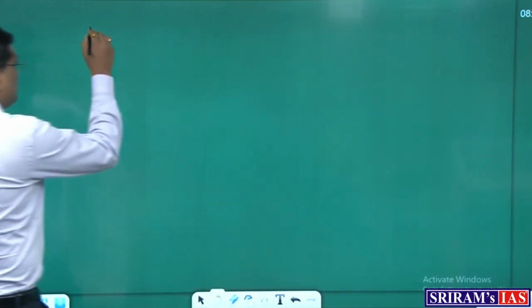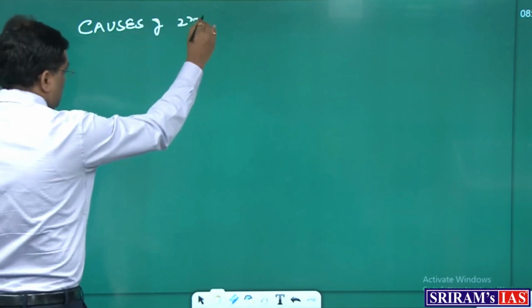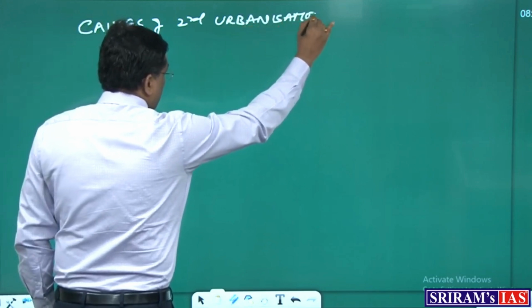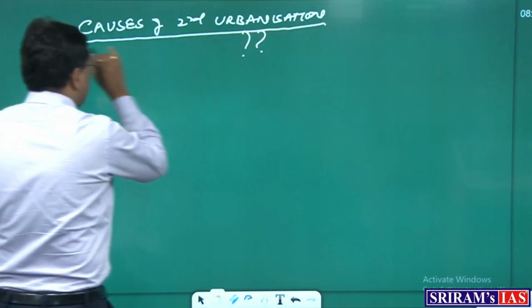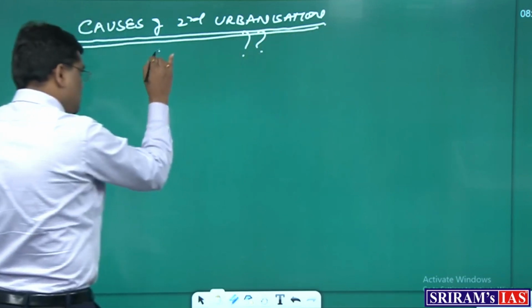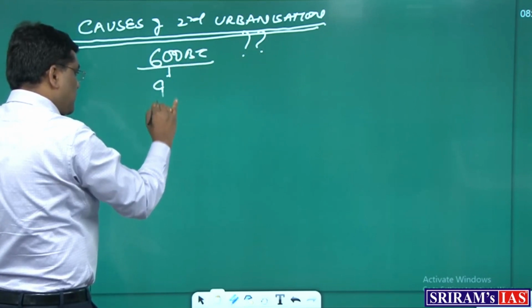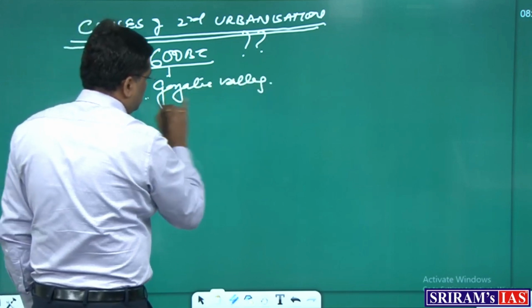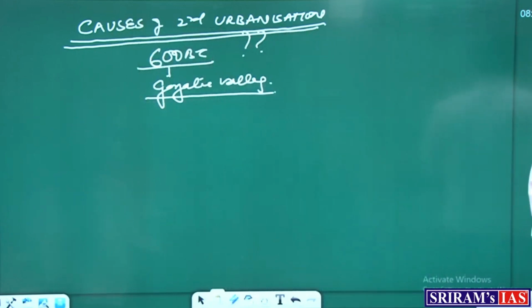So talk about the causes of second urbanization. I am talking about the urbanization of 600 BC in the Gangetic Valley.